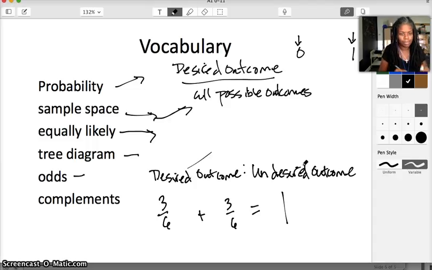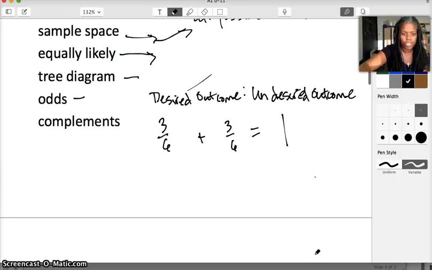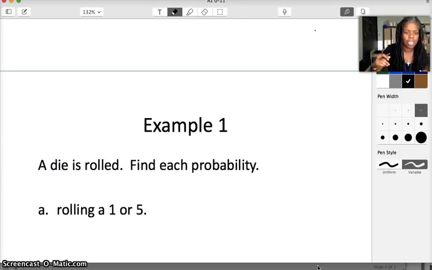Let me know if it doesn't, but these are the vocabulary words that you're going to see in the assignment. So let's get started looking at some examples. The first example is you're going to find the probability of rolling a 1 or a 5. A 1 or a 5.